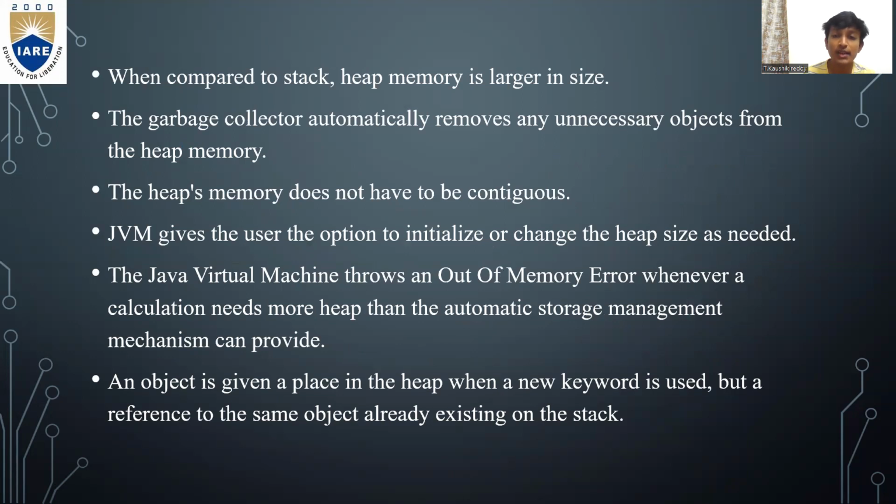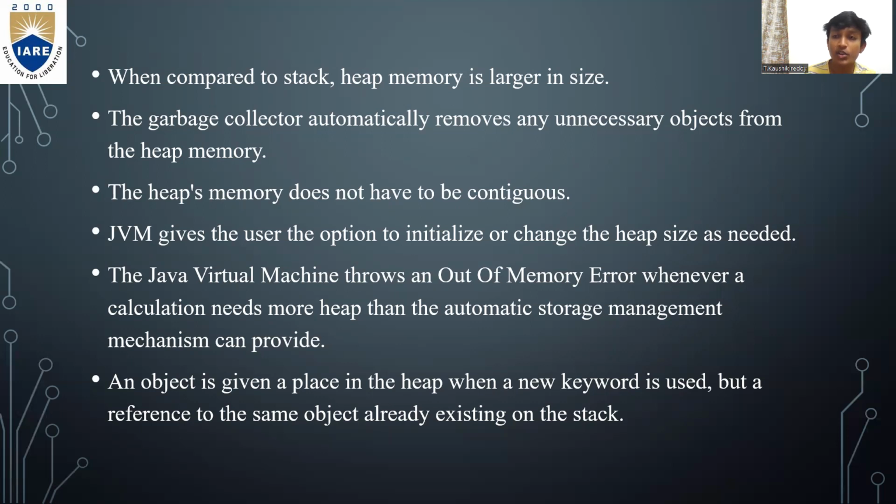Next, when compared to stack, heap memory is larger in size. The garbage collector automatically removes unnecessary objects from the heap memory. So basically the unwanted objects are removed automatically by the garbage collector from the heap memory. The heap's memory need not be contiguous. JVM gives the user the option to initialize or change the heap size as needed. The Java virtual machine throws an out-of-memory error whenever a computation needs more heap than the automatic storage management mechanism can provide.